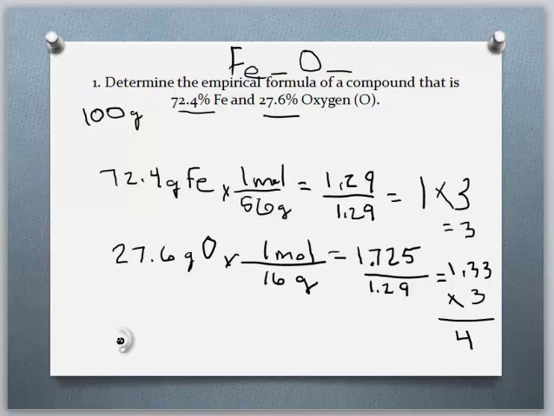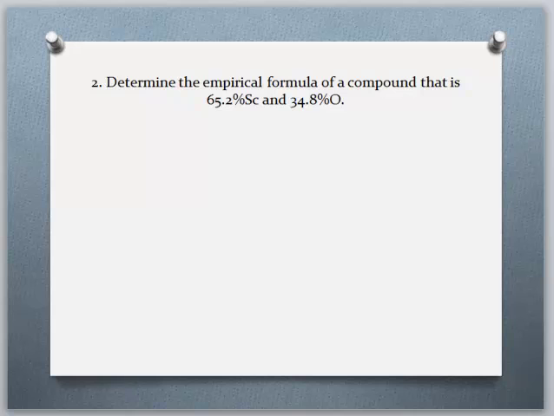Remember, if our decimal is 0.9 or above, we can round to 1, or if it's 0.1 or below, we can round it to 0. So our empirical formula here is going to be Fe3O4. Let's take a look at another problem.